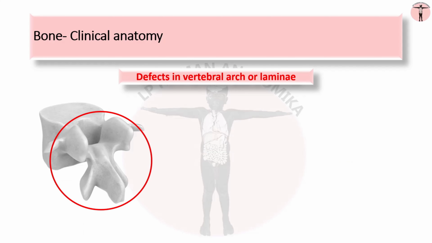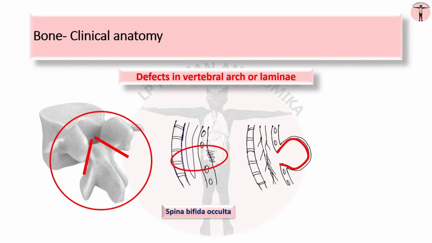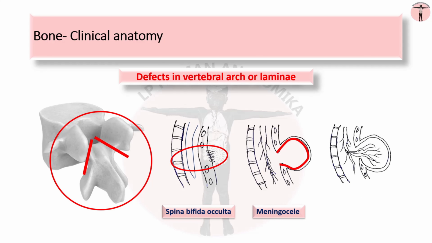The defects in vertebral arch or laminae of the vertebral column may lead to the exposure of the spinal cord and may be covered just by skin. This is called spina bifida occulta. If there is protrusion of only the meninges surrounding the spinal cord placed in the vertebral canal, it is called meningocele. If there is protrusion of the meninges as well as spinal cord, it is called meningomyelocele.